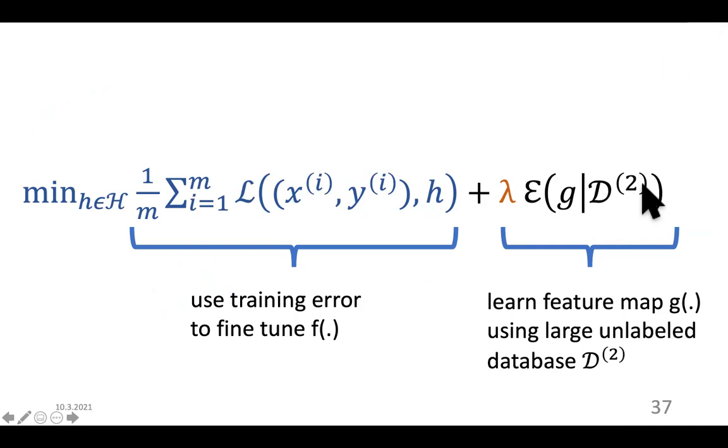penalizing or characterizing the ability of the feature map G to compress the unlabeled images in the big image database. So there are ways to measure the compression quality of a map for unlabeled data points. We will hear about this in the lectures on feature learning.